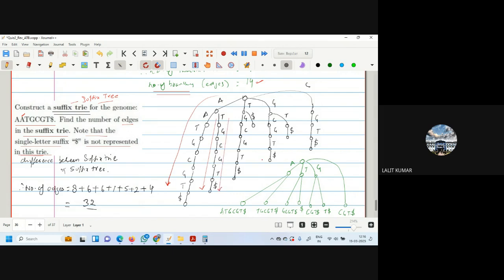Sorry, at T one bifurcation is taking place here. This is the T, and one bifurcation here. Then G, so you have covered G here, and there is one bifurcation which is taking place at GT dollar. And C is single, so no bifurcation, so you get CGT dollar. So when you count the number of edges, you get the answer 32. Is this okay with everyone?